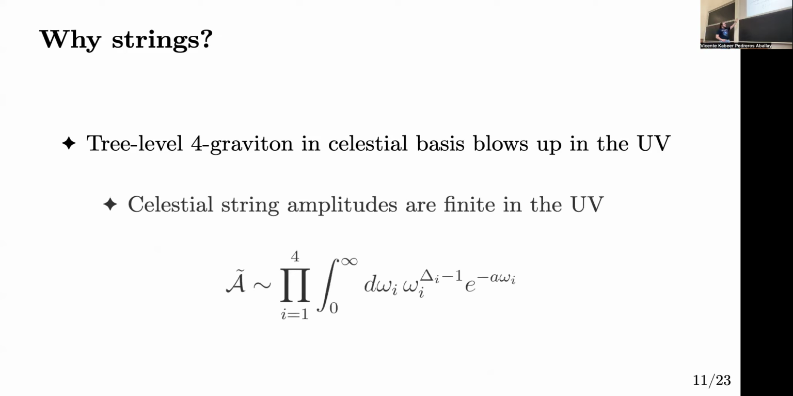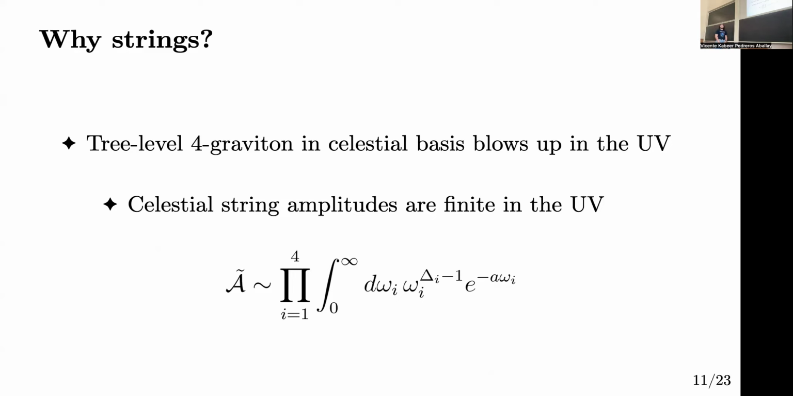However, celestial string amplitudes are finite in the UV, and they're guaranteed to be so because of this exponential factor over here. It provides you with a soft behavior in the UV. So if you want to have some intuition of what's going on in the UV-like sector of the celestial CFT, string amplitudes seem to be a really nice playground. Is that an A? Sorry, it should be an alpha prime. It's just a bunch of constants of the string amplitude. Is it introduced to regularize the amplitude? No, it's naturally appearing in the string amplitude.